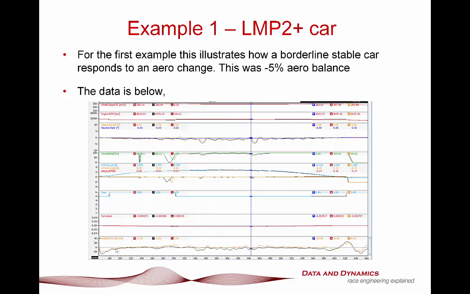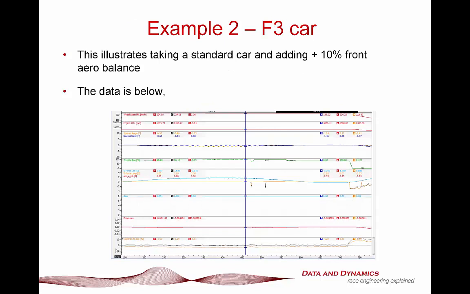So let's now have a chat about the F3 car. What we did with the F3 car was take our baseline and move the aero balance forward to get to the point where the stability index was really, really touch and go. Same scales as before, like with our LMP2 Plus car. What's really interesting here, not surprisingly, with moving the aero balance forward 10%, you can see at the bottom trace down here the stability index at +10% is now absolutely borderline.